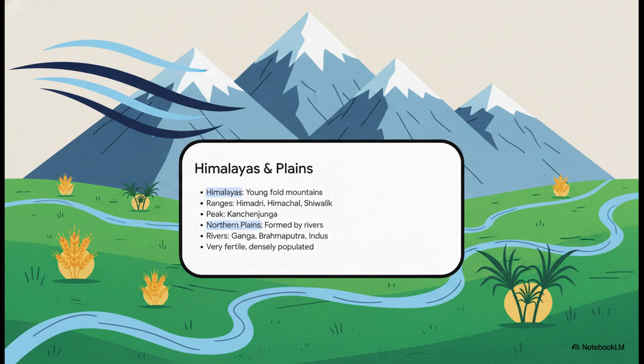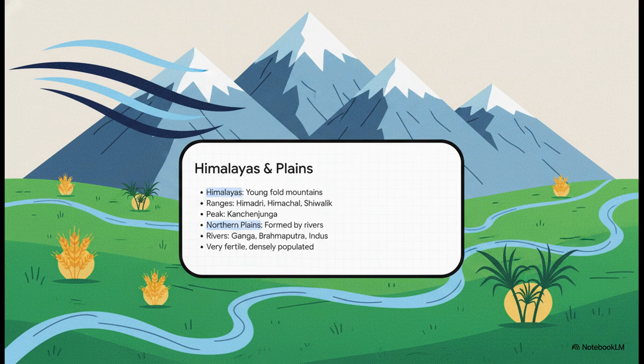Let's picture the first 2 branches of this mental map. First up, the towering Himalayas. Honestly, think of them as this giant, icy, protective shield. They're young fold mountains split into 3 distinct ranges: Himadri, Himachal, and Shivalik, and they feature Kanchenjunga, India's highest peak. They literally block freezing winds coming down from Central Asia.